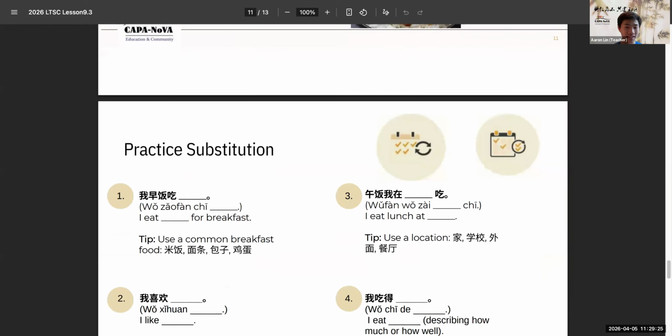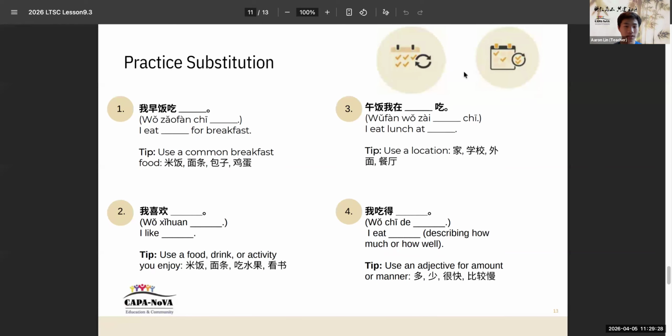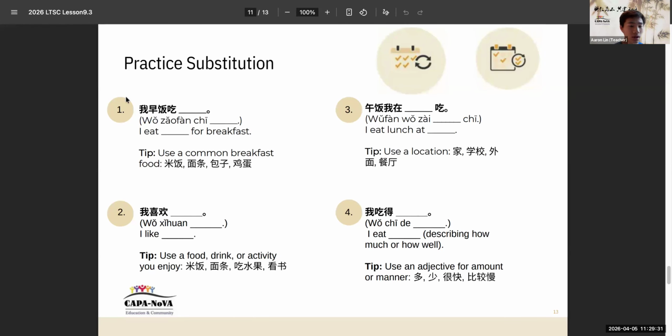Okay, I guess this is the last slide before we do breakout rooms and practice substitution. I'll go through each example and explain how it works. The first one, 我早饭吃 blank, means I eat something for breakfast. Here you can substitute a common breakfast food, a noun, such as 米饭, rice, 面条, noodles, 包子, buns, or 鸡蛋, eggs. So I could say 我早饭吃鸡蛋和包子, which means for breakfast I eat eggs and buns.